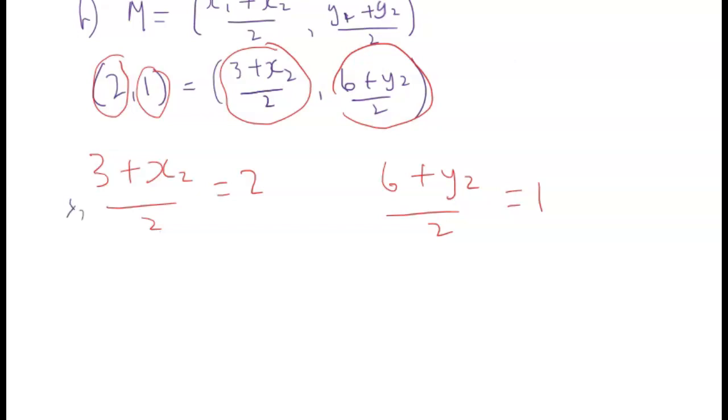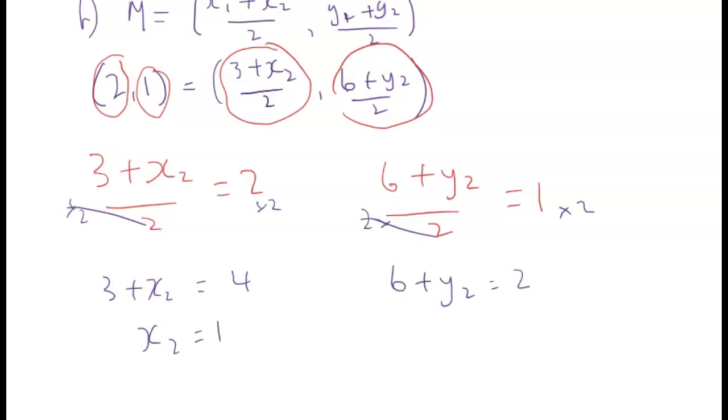Okay, so let's multiply both sides by 2. I'm going to do the x coordinate first. So x2 is equal to 1. And then our other point, multiply both sides by 2, so that disappears. 6 plus y2 is equal to 2. So y2 equals negative 4. So the endpoint of the other point is 1, negative 4.